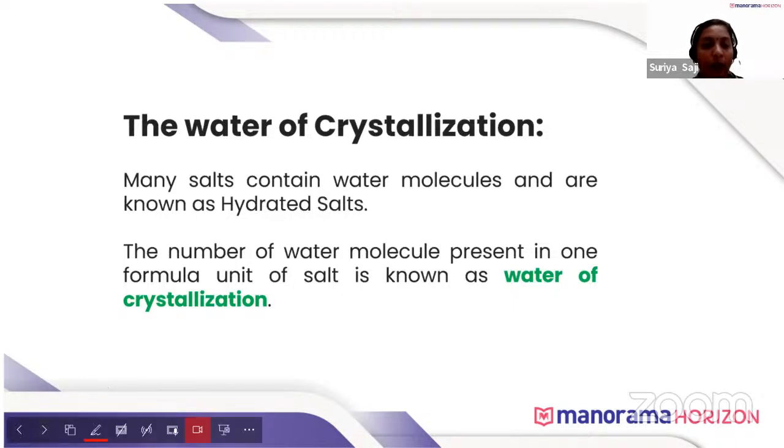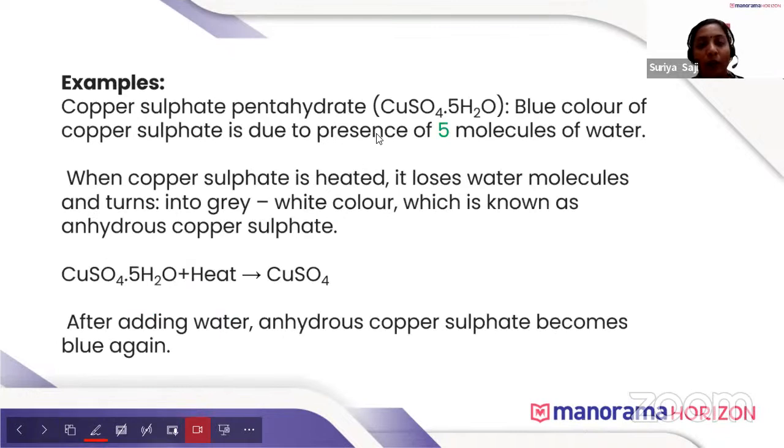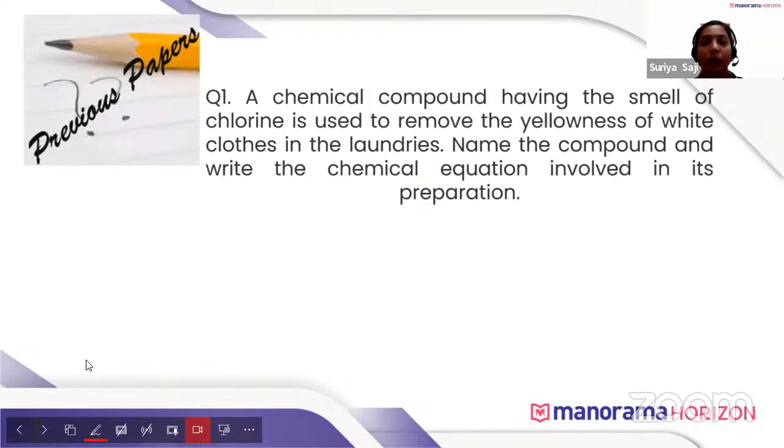Similarly, we will see copper sulfate. Copper sulfate, the water of crystallization is 5. Okay. So CuSO4 5H2O. This 5 is known as water of crystallization. It is the number of water molecules per unit formula mass of a substance. That is water of crystallization.